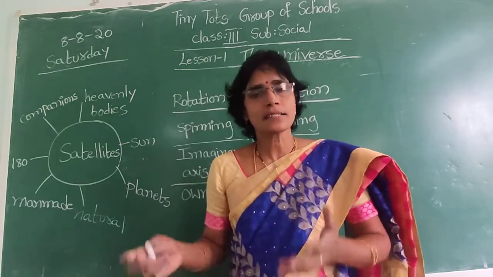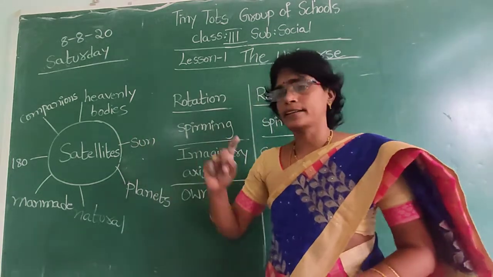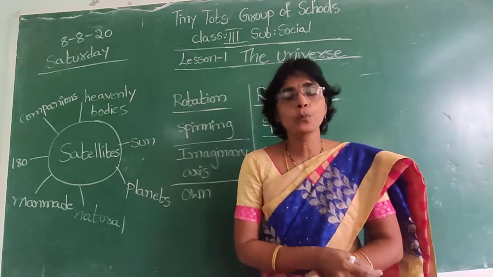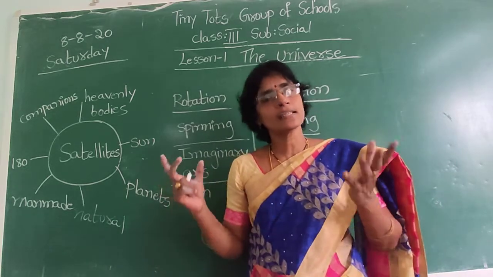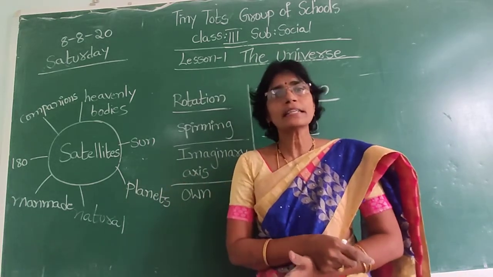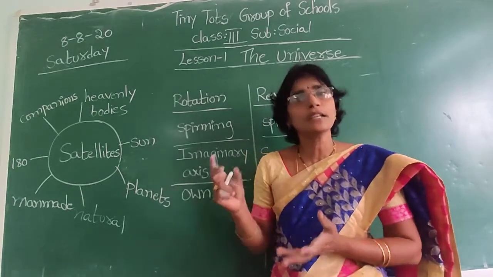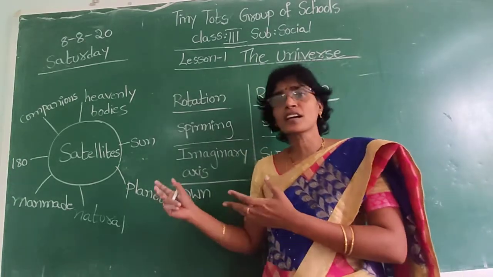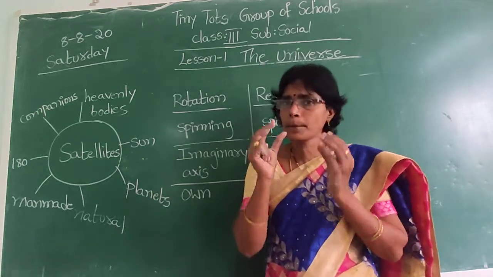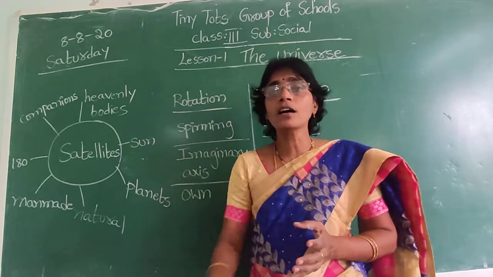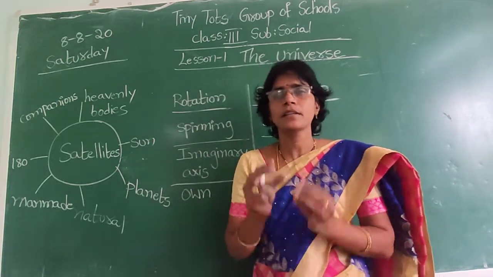Today, in this session, I am going to explain about the satellites. Already I told you, because of the Big Bang, nearly 180 satellites were formed. What is the meaning of satellite? It is also a heavenly body, and it is a small companion which revolves around the planets.